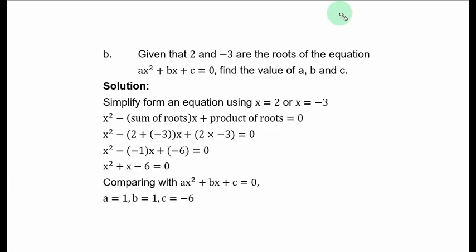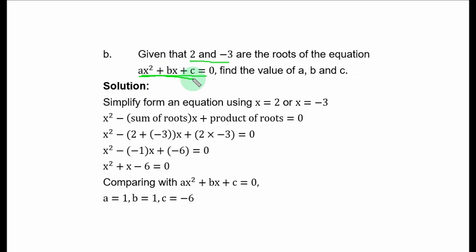Question 11b. Given that 2 and minus 3 are the roots of the equation a s squared plus b s plus c equal to 0, find the value of a, b, and c. What you need to do here is to form an equation using the roots 2 and minus 3. You compare it with this for you to get a, b, and c.